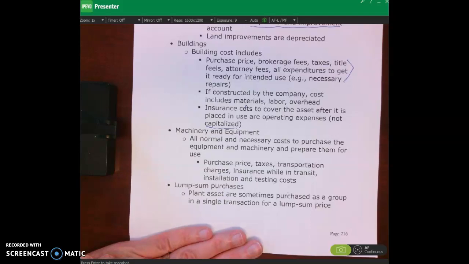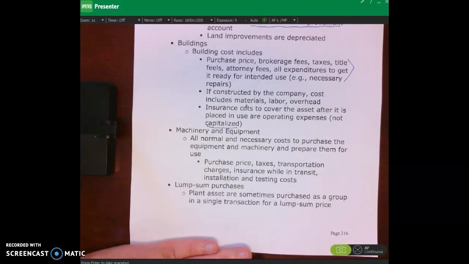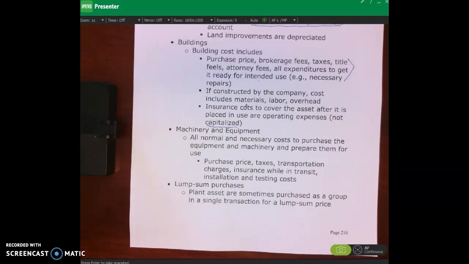Okay. Machinery and equipment: all normal and reasonable costs to purchase the equipment and get it ready for its intended use. Here are some examples: purchase price, taxes, transportation, insurance while in transit, installation and testing. Let's talk about lump sum purchases. Plant assets are sometimes purchased as a lump sum, a group price in a single transaction.